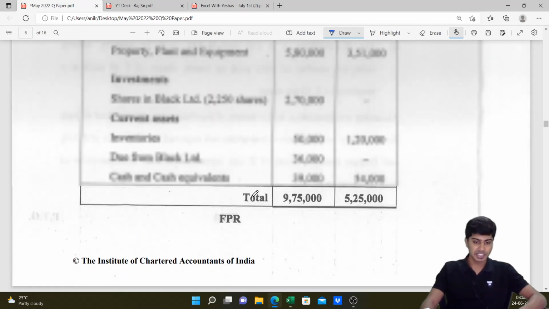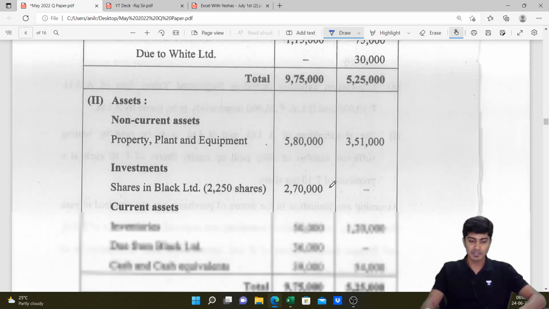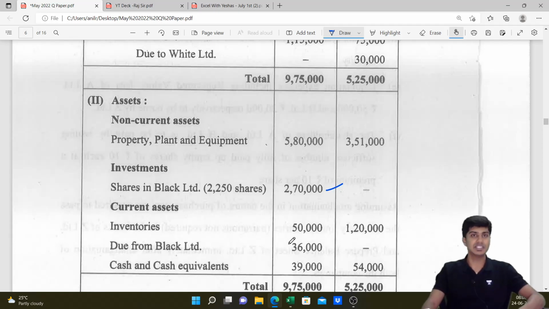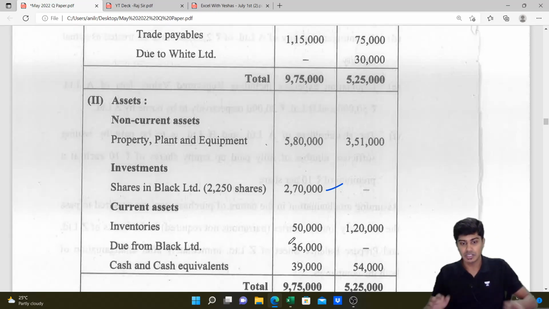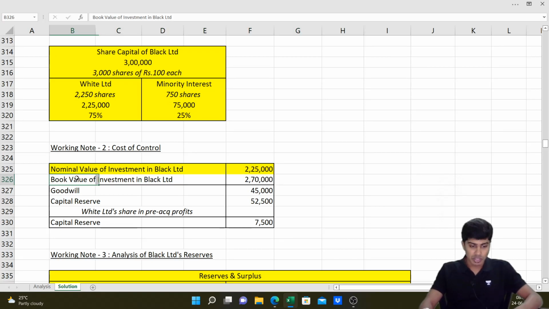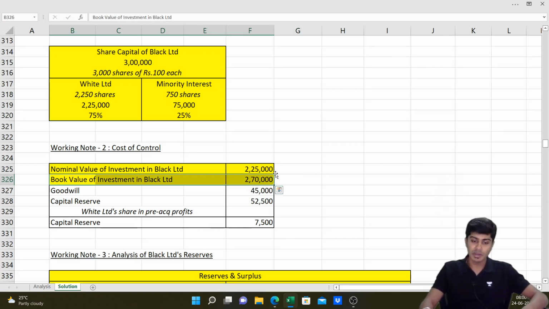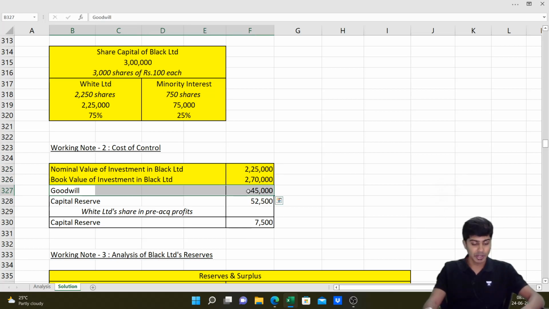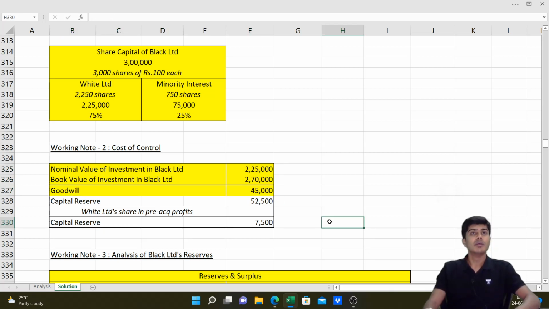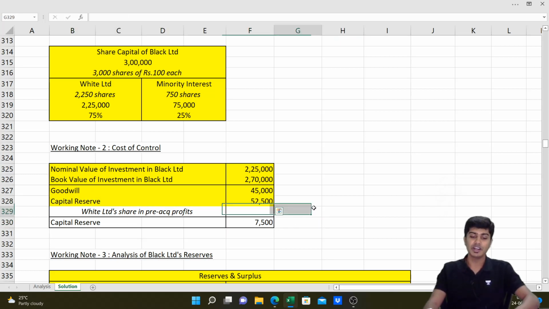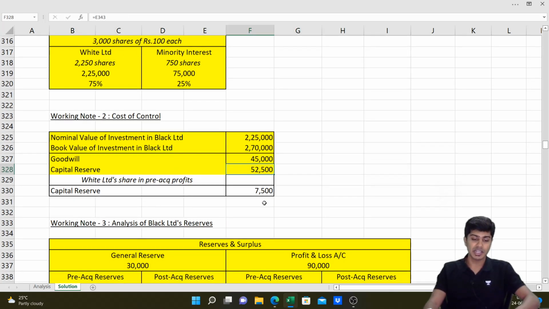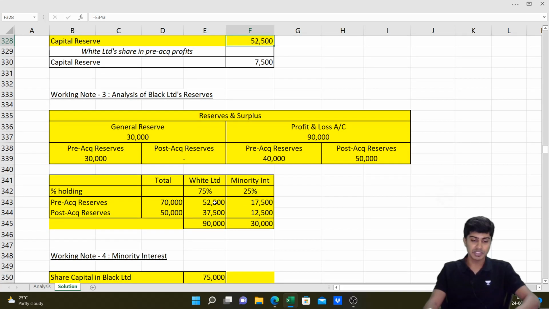In the balance sheet here, we have investment made in the subsidiary 2,70,000. This is the amount invested. But the nominal value of it is 2,50,000. For shares of nominal value 2,50,000, if we paid 2,70,000, we have paid more. That excess what we paid is goodwill of 45,000. But because we paid such excess money, we've got some capital profits, 52,500. This capital profit 52,500 comes from here, pre-acquisition reserves.